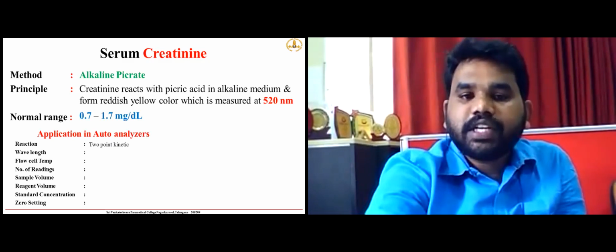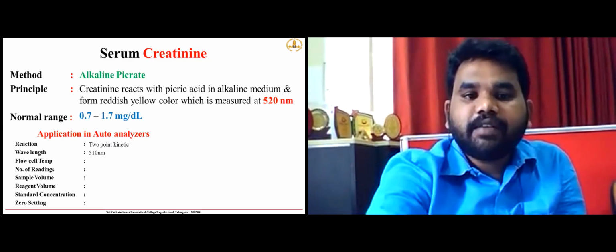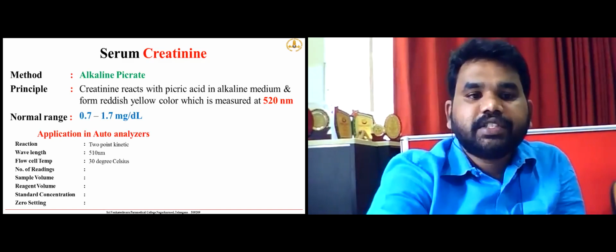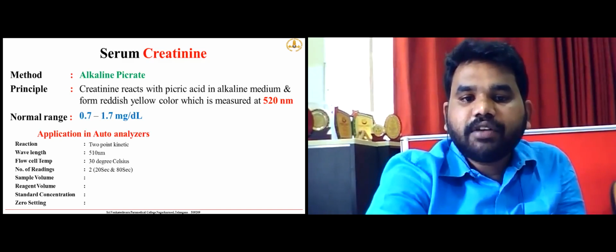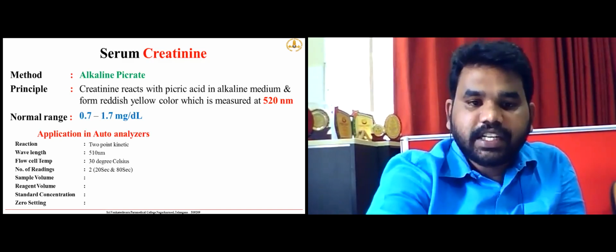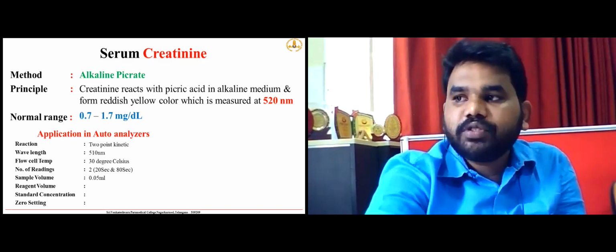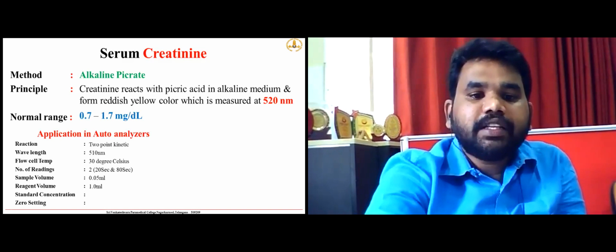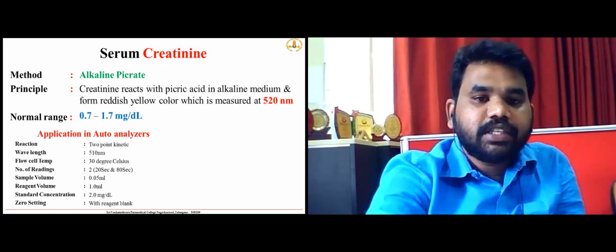The reaction, you have to select it as a 2-point kinetic, and wavelength you have to maintain at 510 nanometers, and flow cell temperature is 30 degrees Celsius, and number of readings, you have to take two readings. You have to take the first reading at 20 seconds and the second reading at 80 seconds, and the sample volume should be 0.05 ml, and the reagent volume is 1 ml, and standard concentration is 2 milligram per dl, and 0 you have to always set with the reagent blank.